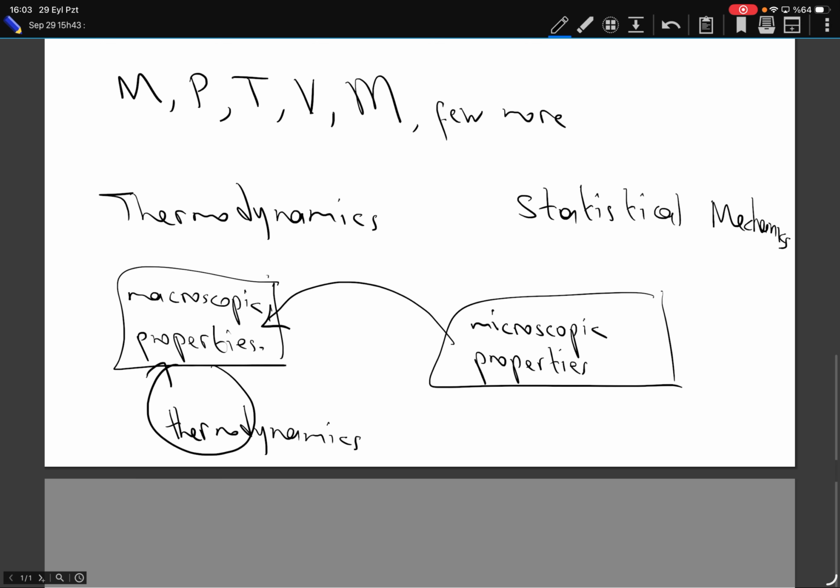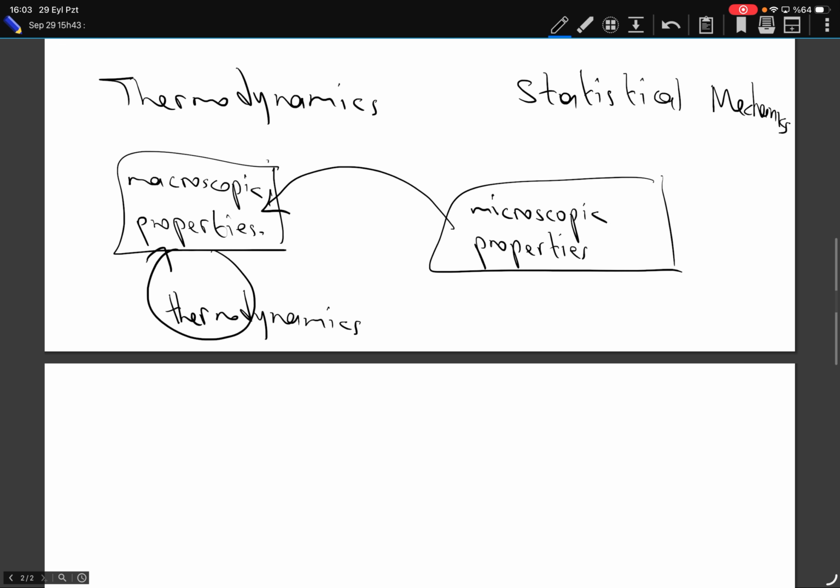Now, today I would like to start with thermodynamics. In a moment, I'm hoping that this distinction between statistical mechanics and thermodynamics will become more clear. So do you remember the laws of thermodynamics? Or has it been too long?